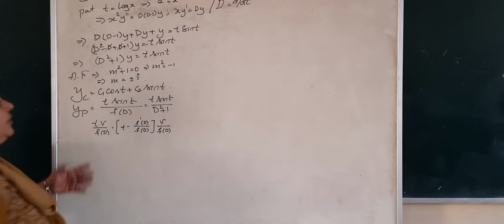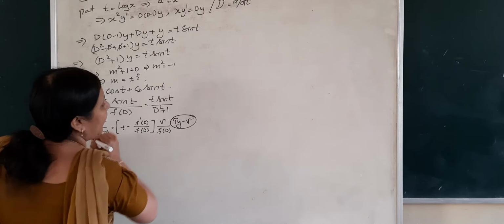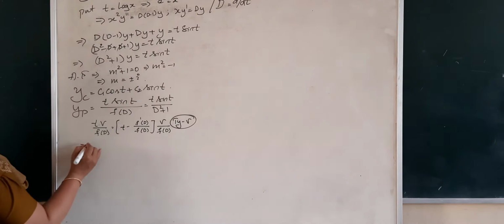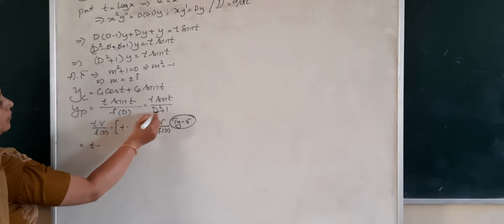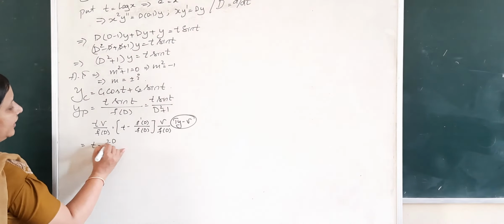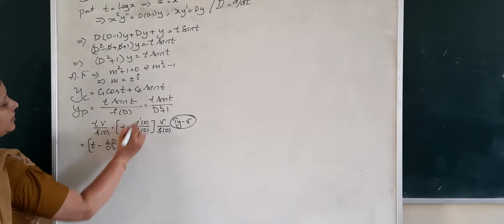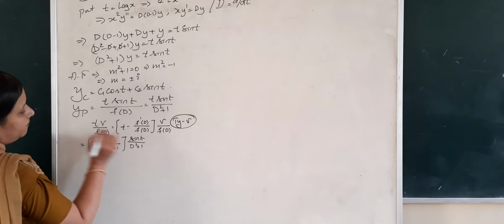This is type 5. Applying this, our yp is going to be t as it is minus f dash of d. What is the derivative of this one? Just 2d, divided by d square plus 1, into v. V is replaced by sin t, divided by again d square plus 1.